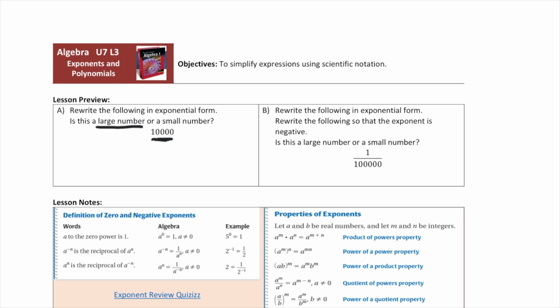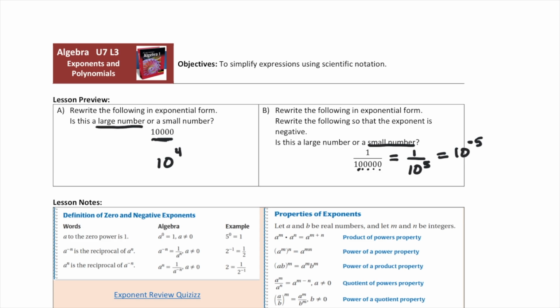If we're going to write it in exponential form, it should be 10 to the 4th power. You have 4 zeros, which means that you've multiplied 10 4 times. Now, if we think about the unit number 1, 1 over 100,000 is a small number. When we rewrite this as an exponent, you might write it as 1 over 10 to the 5th power because it has 1, 2, 3, 4, 5 zeros. Just to be clear, this small number could have been written as 10 to the negative 5.